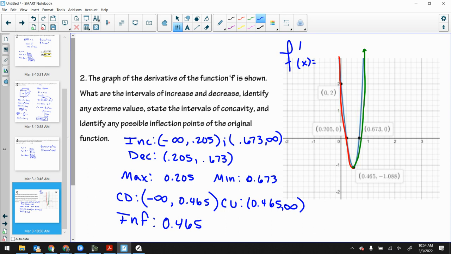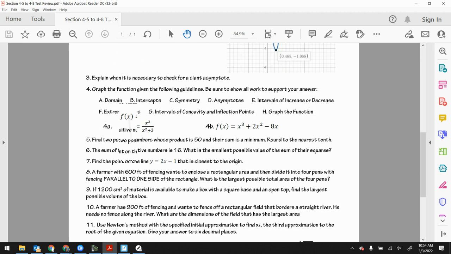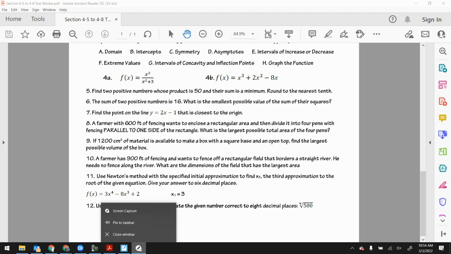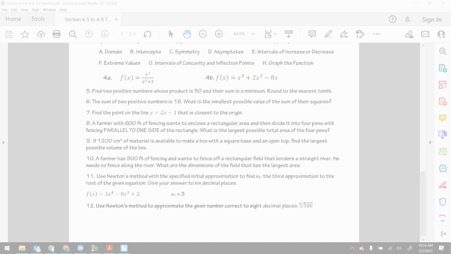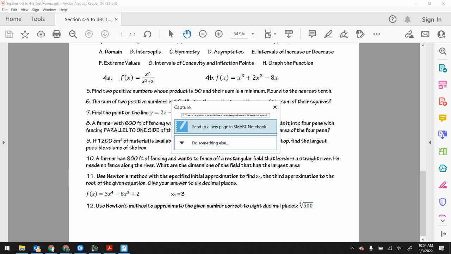Okay, 5 minutes left. Any other questions? About 6. What about 6? What do we have? Oh, I can do this one quick. Come on. Oh, new page.